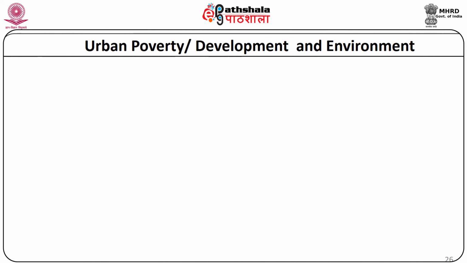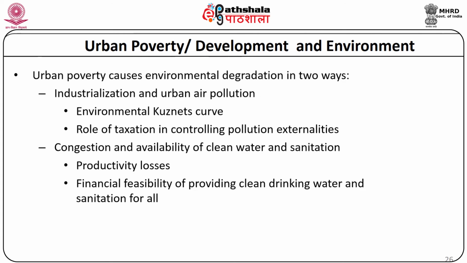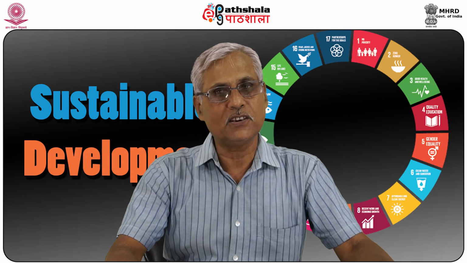Urban poverty, development and environment issues. Urban poverty causes environmental disasters in two ways: industrialization and urban air pollution. Environmental Kuznets curve, role of taxation in controlling pollution externalities, congestion and availability of clean water and sanitation, productivity losses, financial feasibility of providing clean drinking water and sanitation for all.